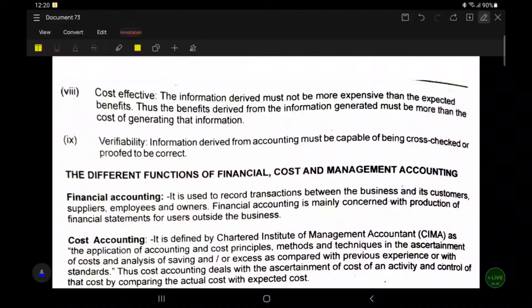Then verifiability here means that information derived from accounting must be capable of being cross-checked or proofread to be correct. So with verifiability, we are talking about the correctness of the information. So we can say that this information has been proofread and corrected, so we can rely on it. That's what we call verifiability. It should be able to meet a certain standard so that we can say this accounting information is perfect because it meets this standard. I hope that is clear. That's what we call the verifiability of the accounting information in that light.